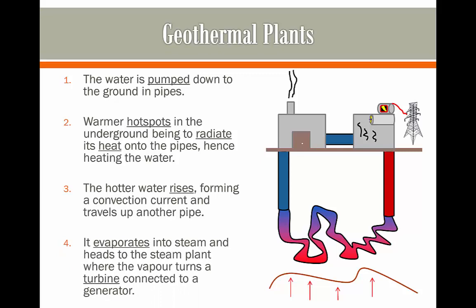steam, and the steam is going to begin to turn a generator. This generator is then going to be hooked up to a mains generator itself, and that's going to then start to turn and produce electricity. So it's a pretty simple process. We have cold water, it gets heated up after it's been put underground in the pipes, then it rises, forms steam as it evaporates, turns a turbine, which then turns a generator, which then produces electricity.